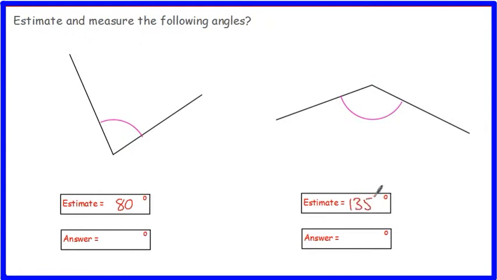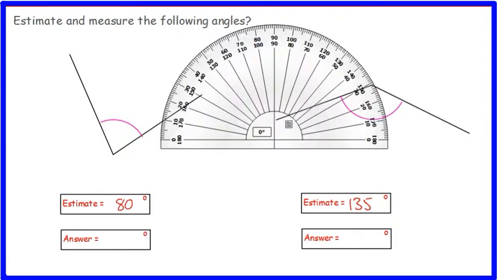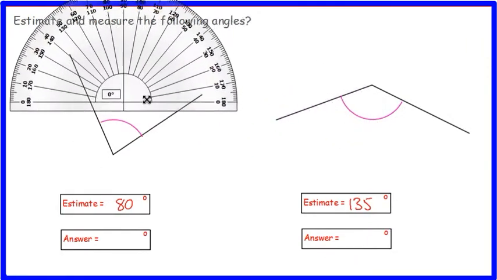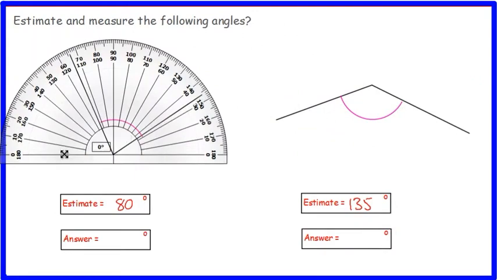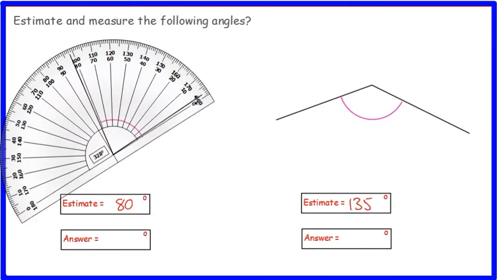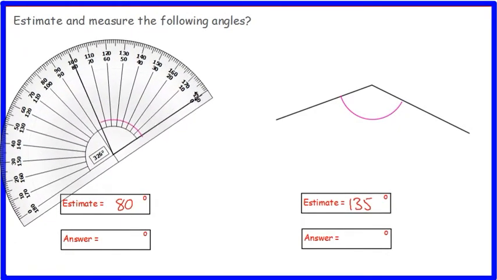Now let's measure these angles. So I want to take myself a protractor, and I'm going to use the half protractor just because it's the one that most people will use. I'm going to place that on the line, on the corner, and I'm going to line this up. That's no good. That's perfect. Now my answer is on this line.